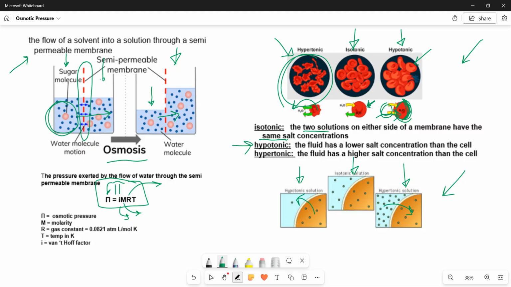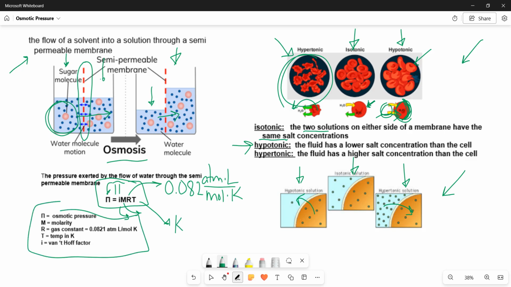And in the examples I will do following this video, I'm going to use the constant 0.082 atmosphere liters per mole K. So it's a constant, and we used it in the gas laws, and we're going to use it here also. And then temperature is always in K, in Kelvin. So you can see here I've defined it down below, but I will do some examples in the videos that come next.